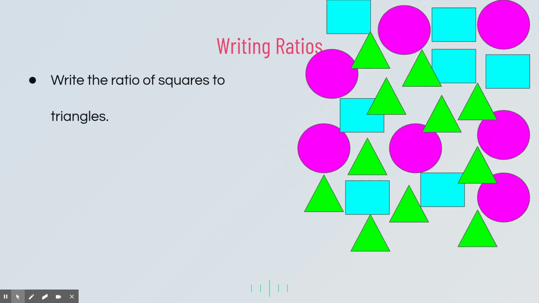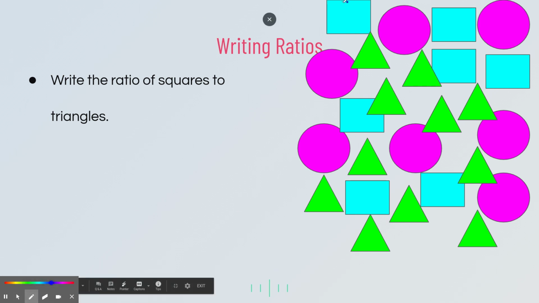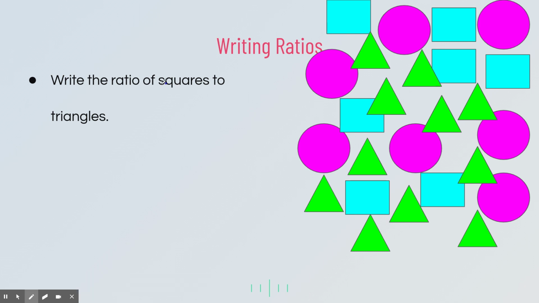All right. So the way we're going to write the ratios is we're going to see the ratio of squares to triangles. First thing we're going to do is count the squares and triangles. So how many squares do I have? That's what this is saying. We're going to write squares in blue. So we got 1, 2, 3, 4, 5, 6, 7. So we have 7 squares.